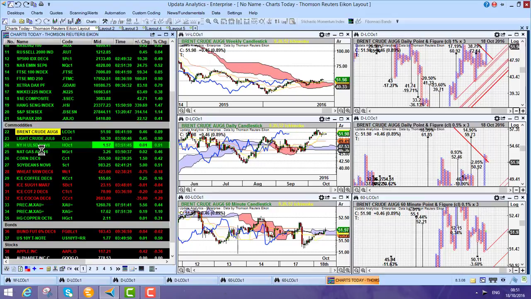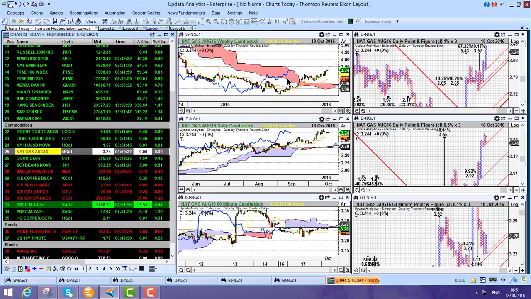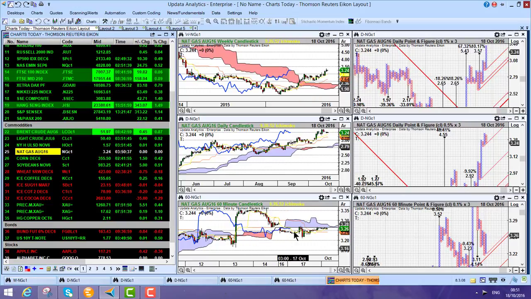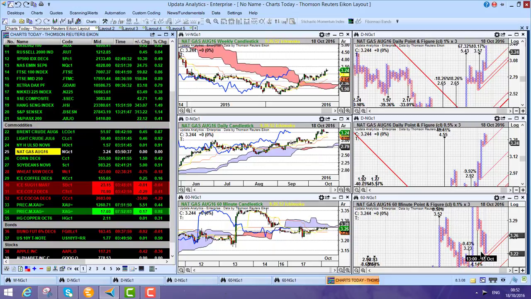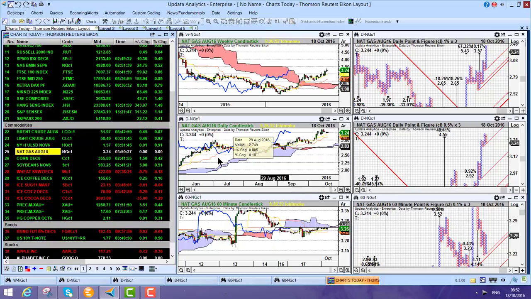If we take a look at US nat gas, nat gas has been quite strong lately, and we're just coming through on this weekly cloud. This is a long-term recovery that we're seeing here in nat gas. Short term it's just wedged a little bit below the cloud. It does give us a bit of downside, but we have cleared this $3 level on nat gas, so that's quite key.